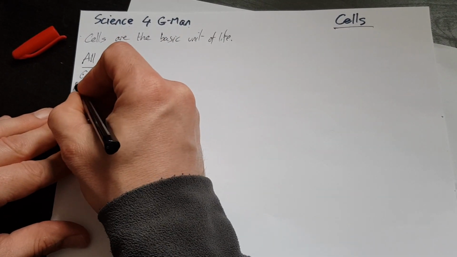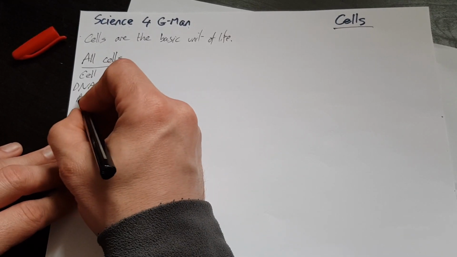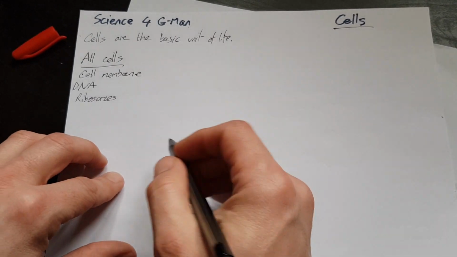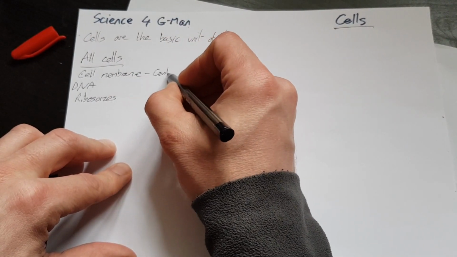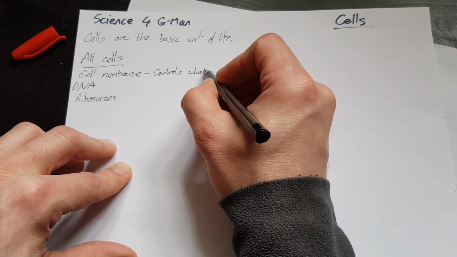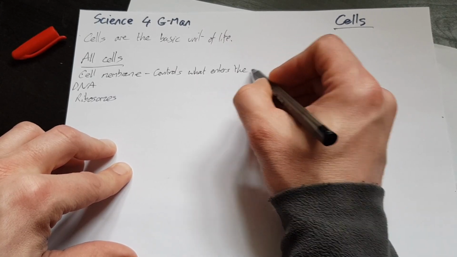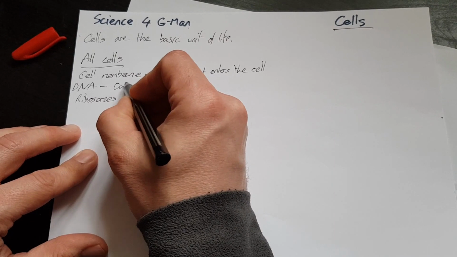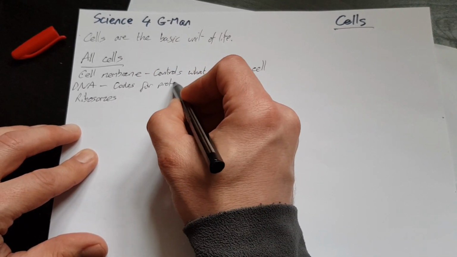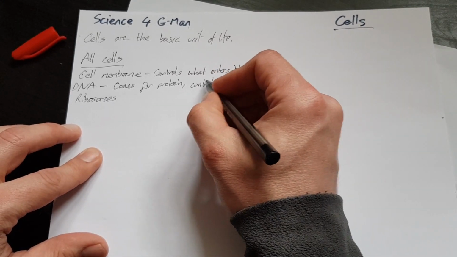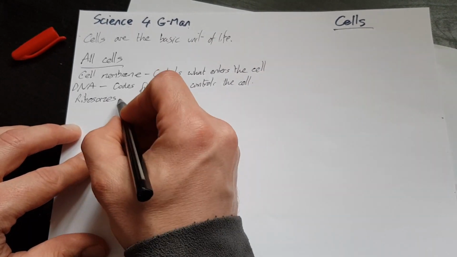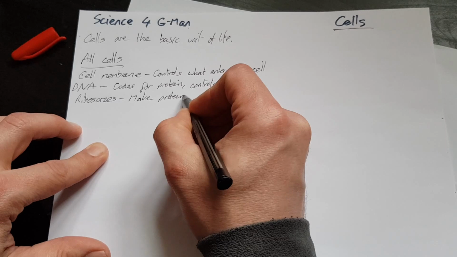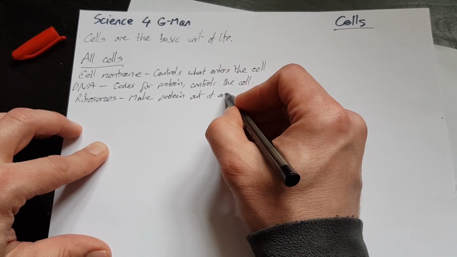They all have DNA, and they all have ribosomes. These are the basic things necessary to form a cell, which is essentially like a balloon, if you like, made up of the cell membrane that controls what enters and leaves the cell. The DNA codes for protein and controls the cell. And ribosomes, they make protein out of amino acids.